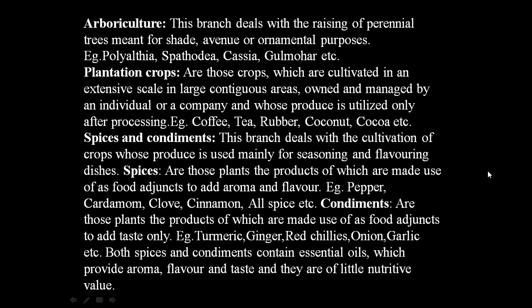Condiments are those plants the products of which are made use of as food adjuncts to add taste only. Example, turmeric, ginger, red chilies, onion, garlic, etc. Both spices and condiments contain essential oils which provide aroma, flavor, and taste, and they are of little nutritive value.